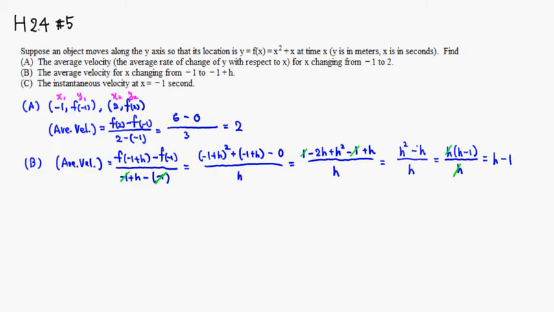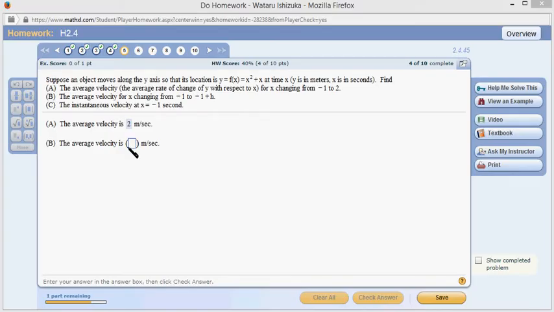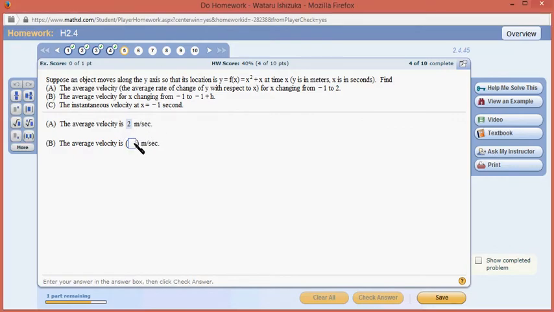Alright, so let's type it in. We got h minus 1. Let's double check.